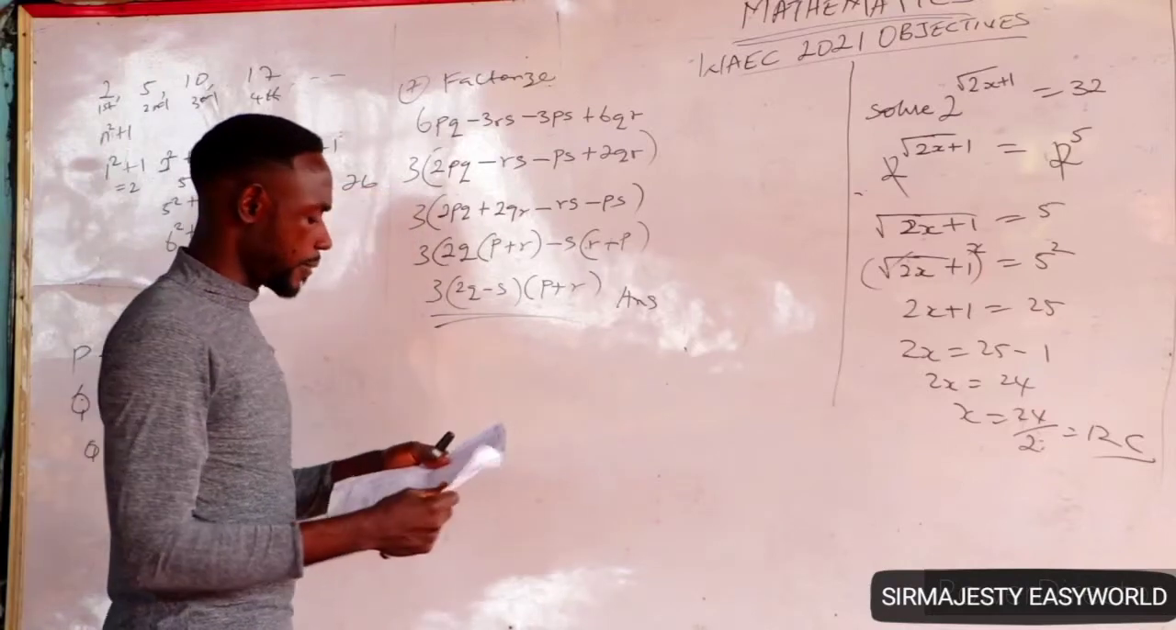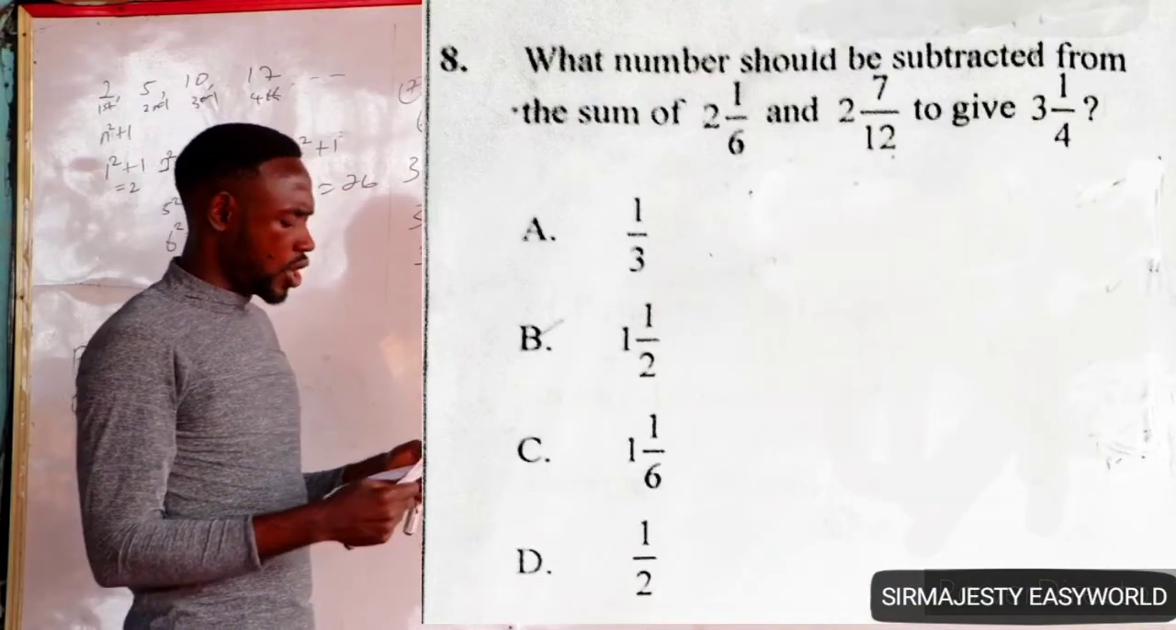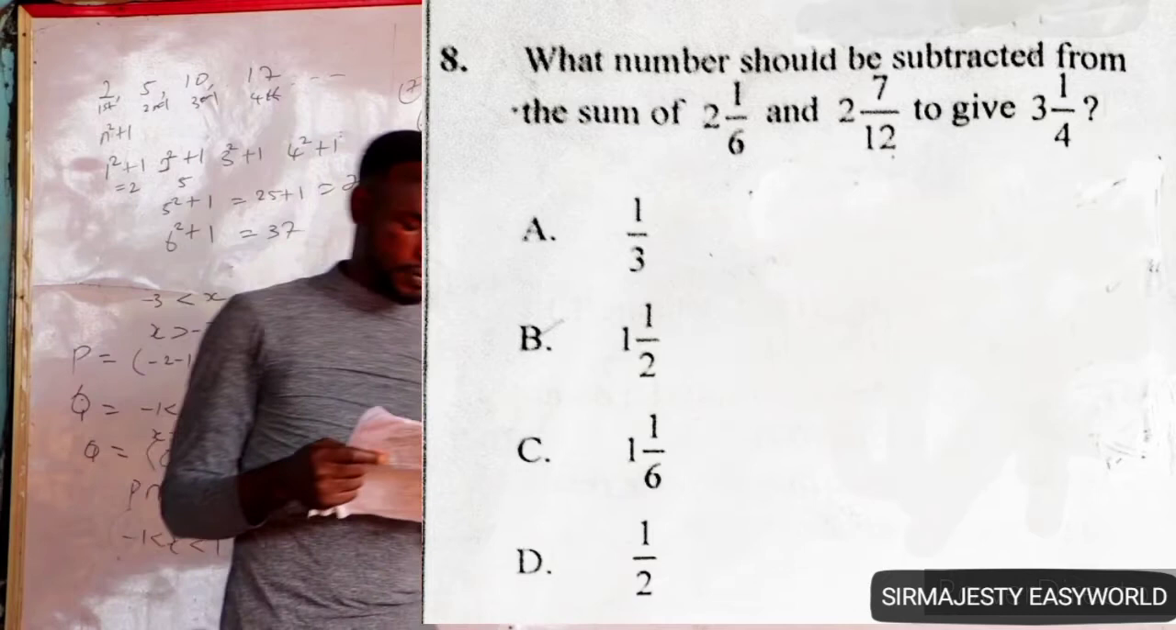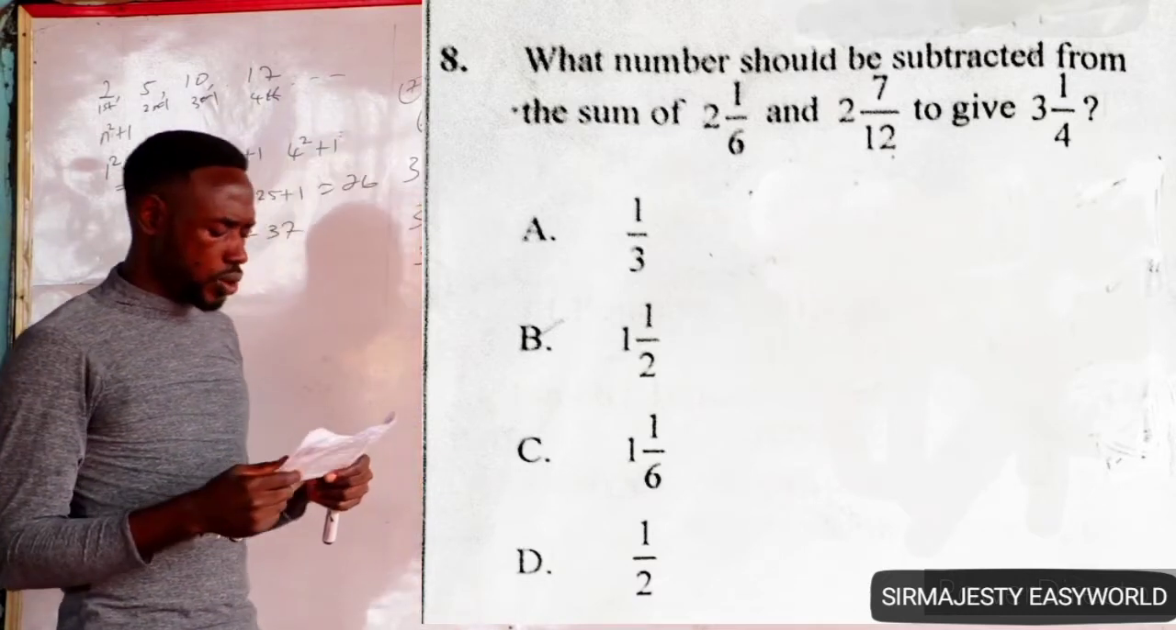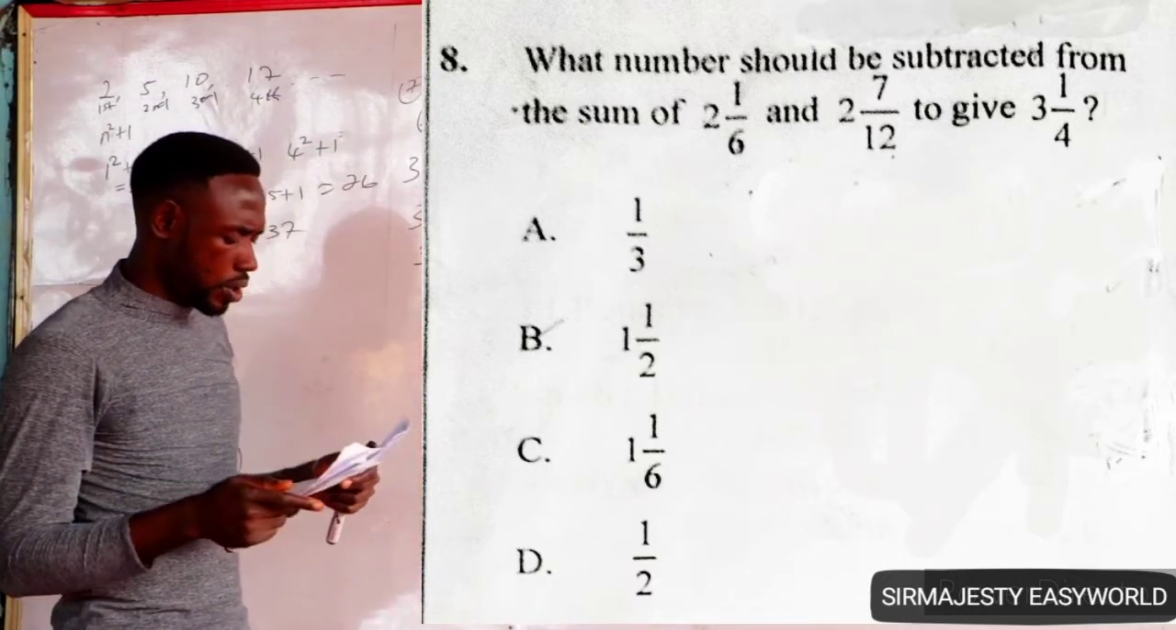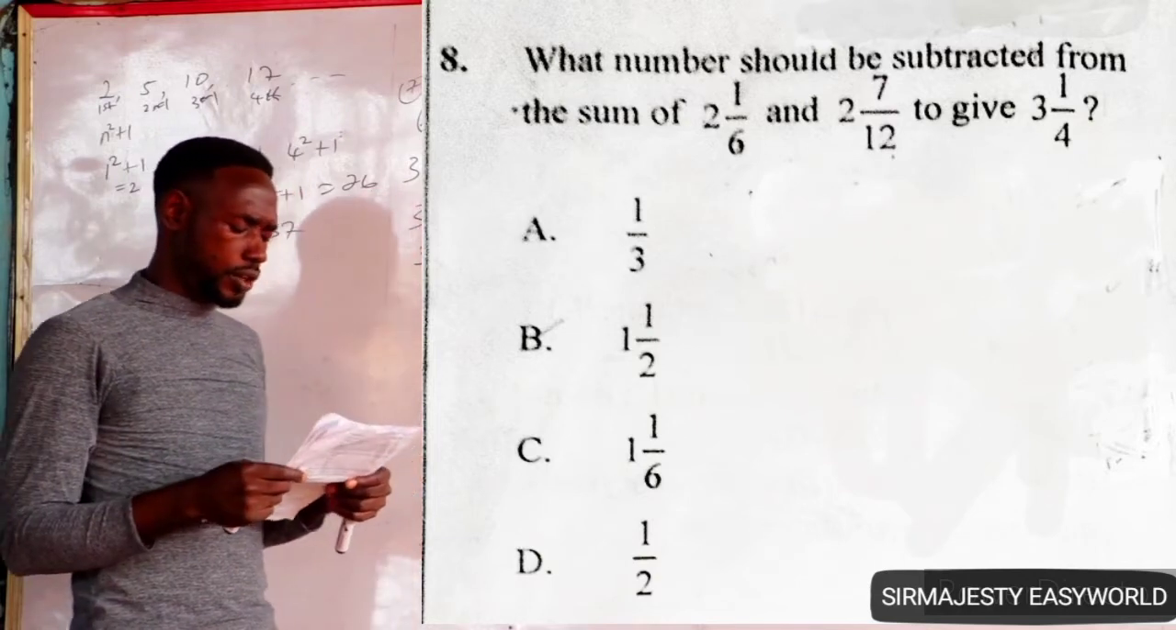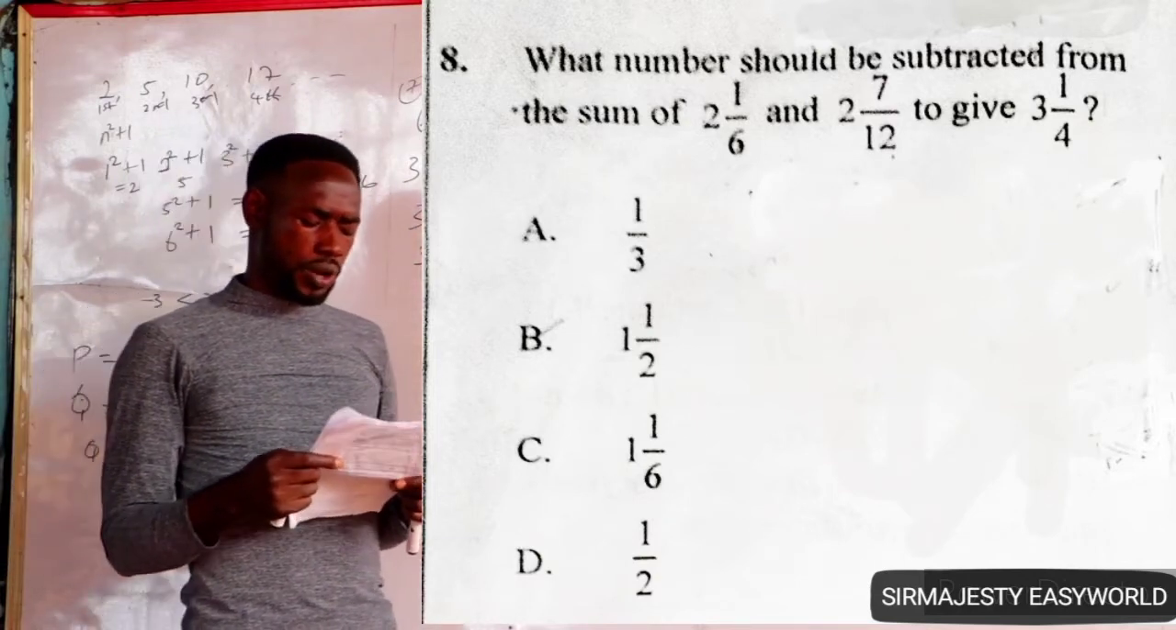It's still the same thing. Then question number 8 says, what number should be subtracted from the sum of 2 whole number 1 over 6 and 2 whole number 7 over 12 to give 3 whole number 1 over 4.